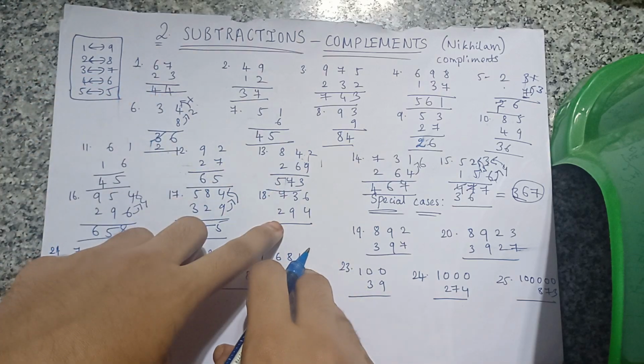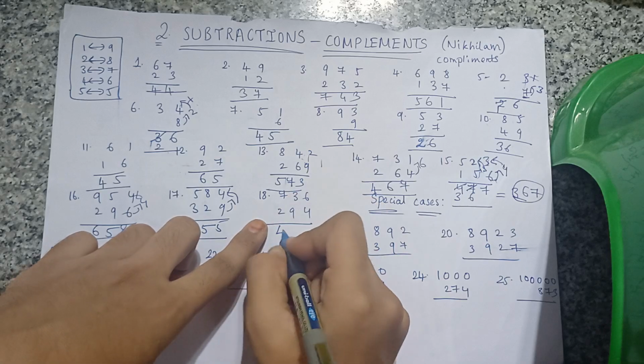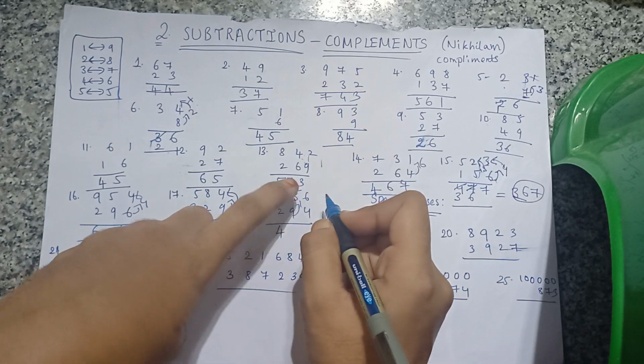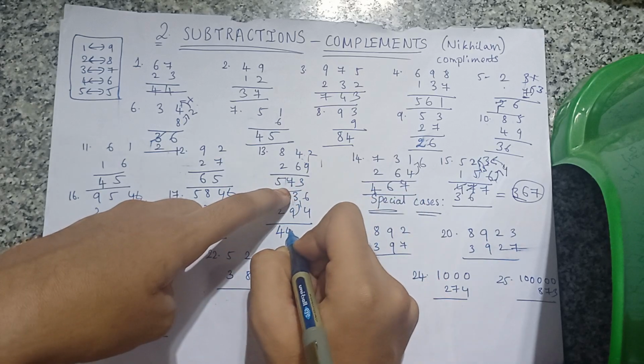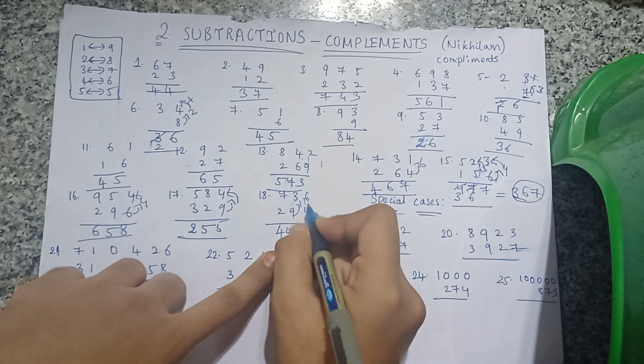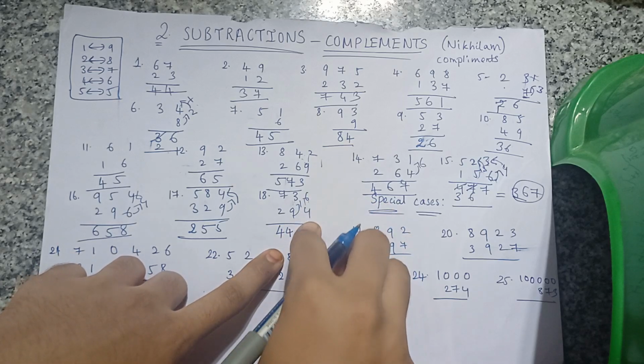Now 7 minus 2, 5, but this is a mismatch. So 5 minus 1, 4. The complement of 9 is 1. So add 1 to this. So 4 again. And this is a matching pair. That is, we can easily take 4 from 6, right?